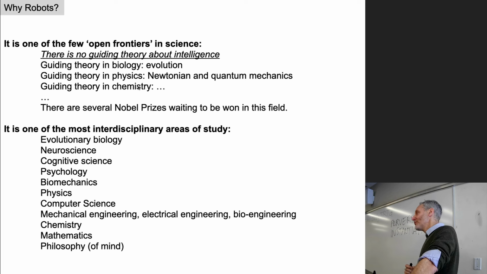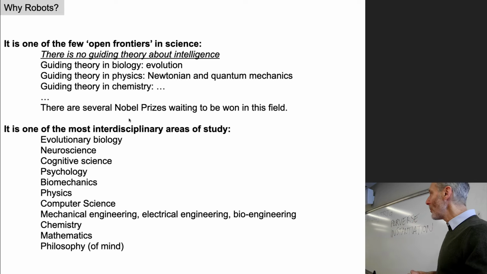Biology has evolution, physics has Newtonian and quantum mechanics. What does chemistry have? When you took chem for the first time in high school, what's the first thing you're taught? The periodic table. Turns out that there's some interesting underlying structure between all the elements that we've found so far in the universe. Interesting. There's a guiding principle. What's the guiding principle for intelligence? Hopefully, robotics and AI will help us develop one.